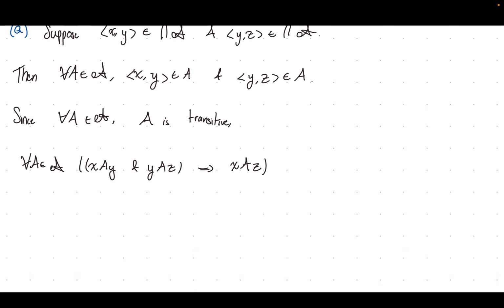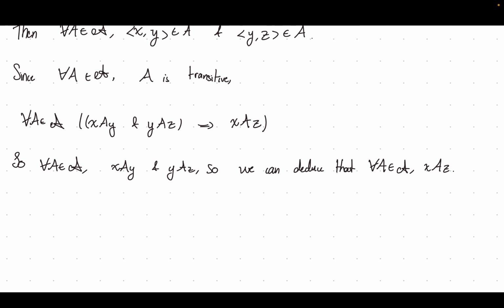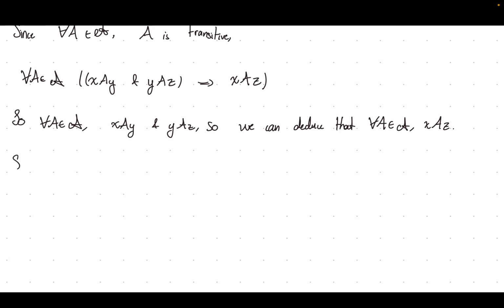So for all A in script A, we know that x A y is true. We also know that y A z is true. So we can deduce that for all A in script A, x A z is also true.